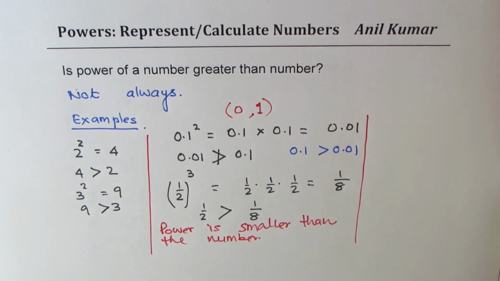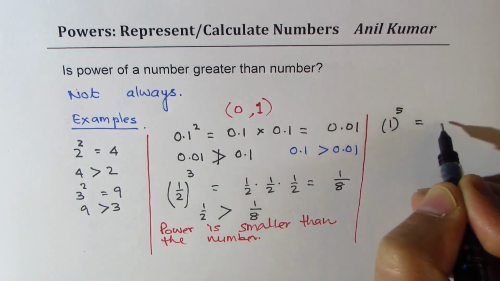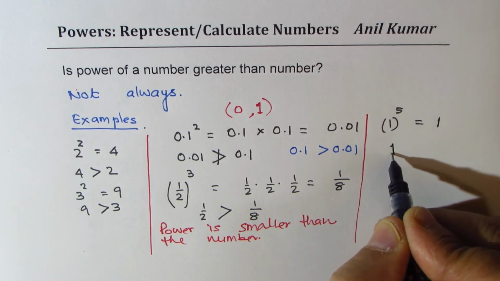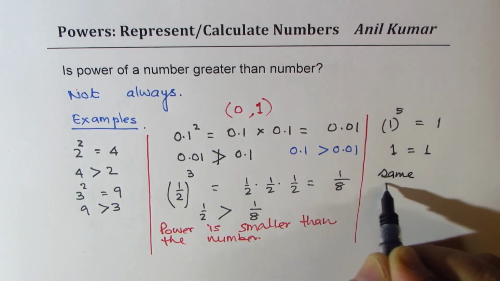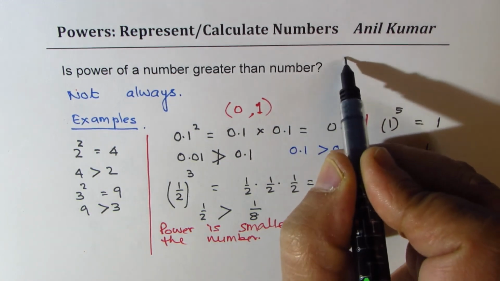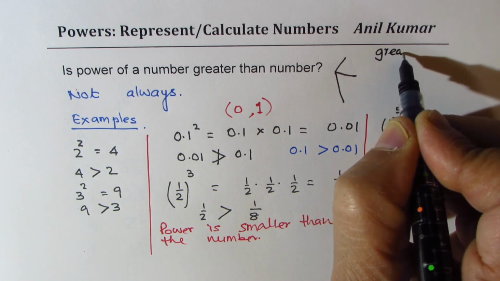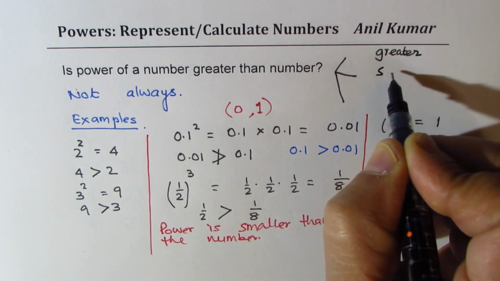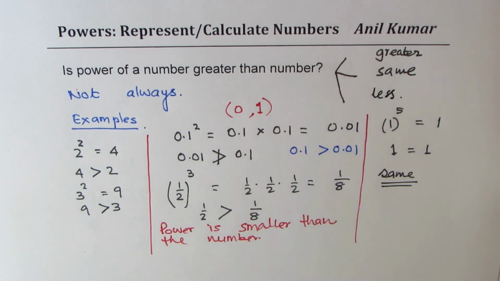But here is one unique example when it could be the same also. If I take 1, then 1 to the power of anything, let's say 5, is just 1, so both are equal. So we know 1 is equal to 1. So they could be the same also. Here we have all three conditions. It could be greater, it could be the same, or it could be lesser. So all three conditions are possible with powers. And these are the examples.